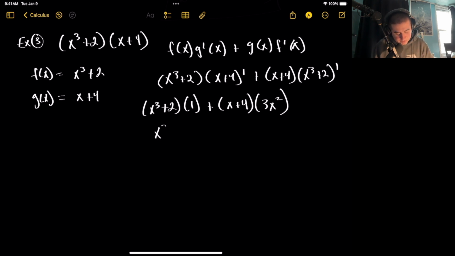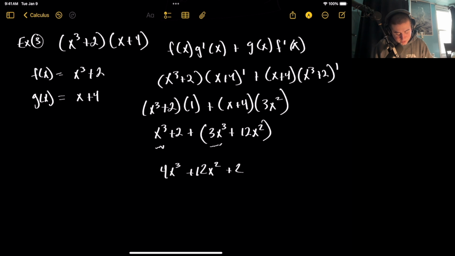Okay, so now we have x cubed plus 2 plus, we'll use the distributive property to distribute that 3x squared to every term inside the x plus 4 parentheses. So we're going to have 3x cubed plus 12x squared. And now we just combine like terms. I see here that we have x cubes. So we have the 3x cubed plus the x cubed, which is 4x cubed. And that's all we can combine. So we're just going to rewrite the final terms as 4x cubed plus 12x squared plus 2, and this is our final derivative.